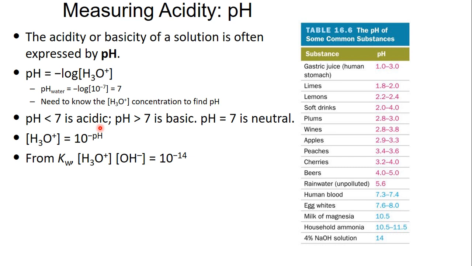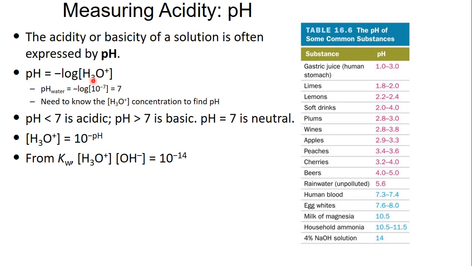All right. So H3O+ equals 10 raised to the power of minus pH. These are equivalent expressions. So to get rid of a log in mathematical terms, you just raise each side to the power of 10.